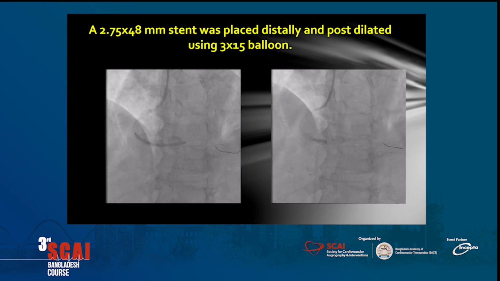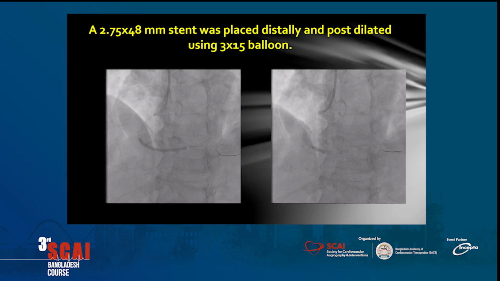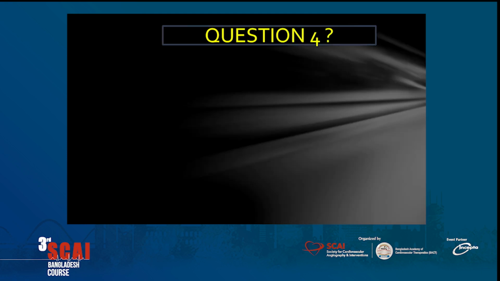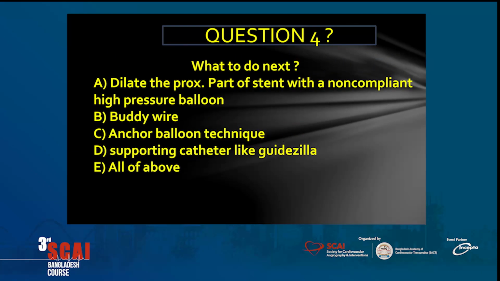And then I put a 2.75 x 48 Synergy stent, dilated, then took another 3 x 48 stent to deploy proximally, but could not cross the distal stent to overlap after several attempts. Question 4. If I can't cross the distal stent with the proximal stent, what to do next?